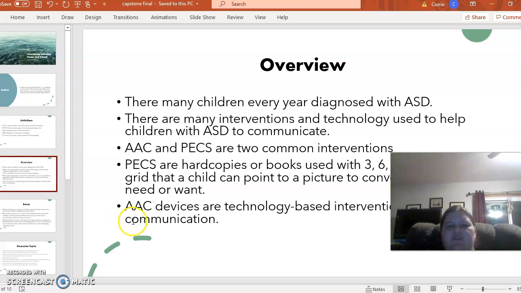There are many children every year who are diagnosed with ASD. There are many interventions and technologies that help children learn to communicate. AAC and PECS are the two most common. With AAC, you can use Proloquo2Go. That is a great app to help kids speak and communicate their wants and their needs.